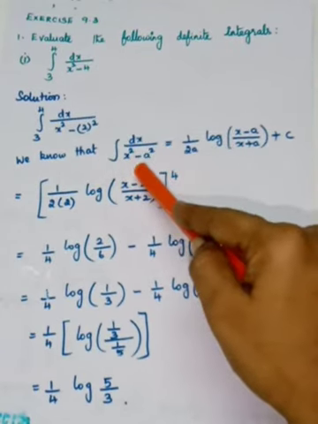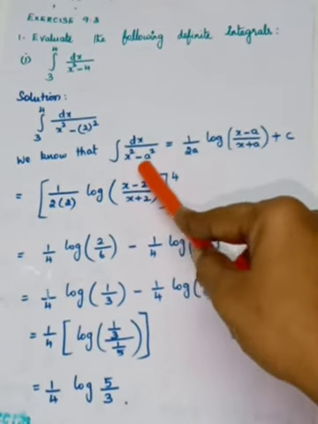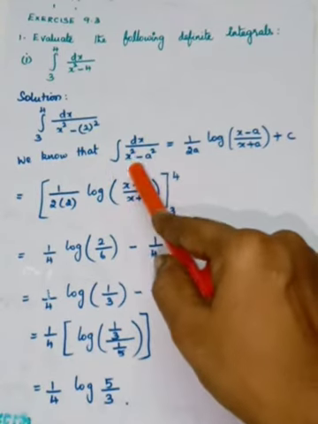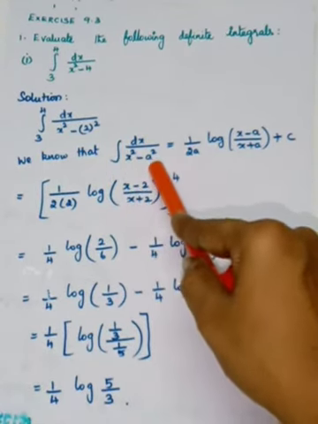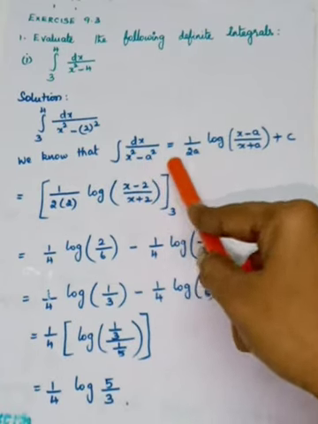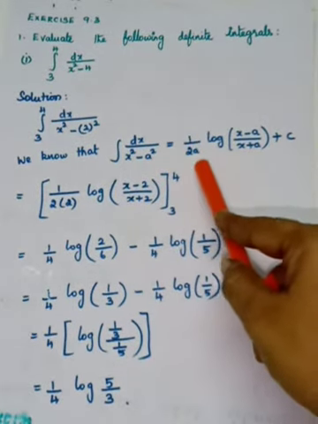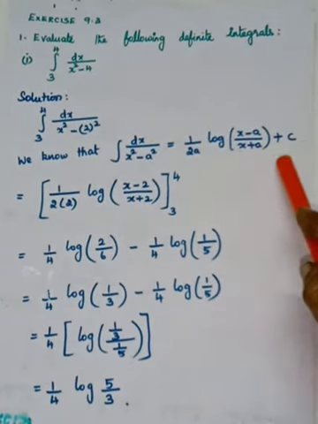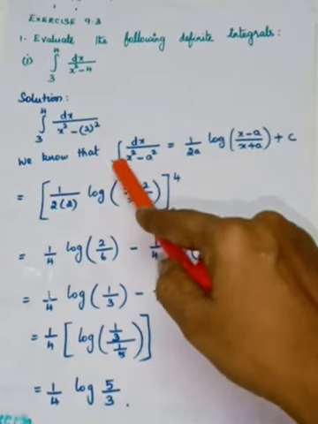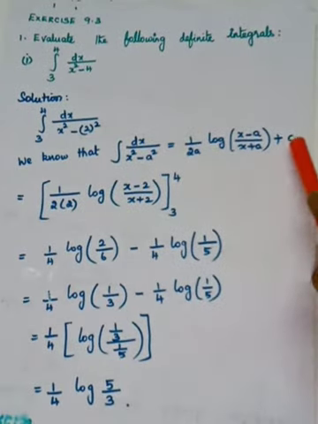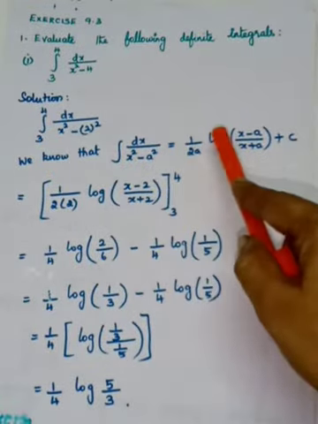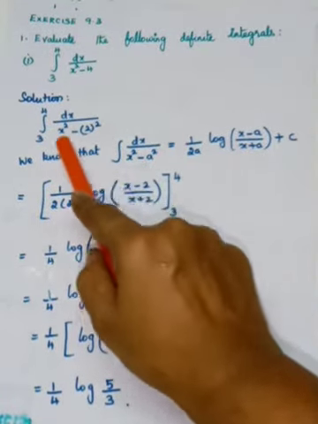In 11th standard we have studied some standard integrals. Using that, integral dx by x square minus a square can be written as 1 by 2a log of x minus a divided by x plus a plus c. Here it is an indefinite integral, so we add c. But here you have the limits, so it is a definite integral. So you just apply the formula for the integration.